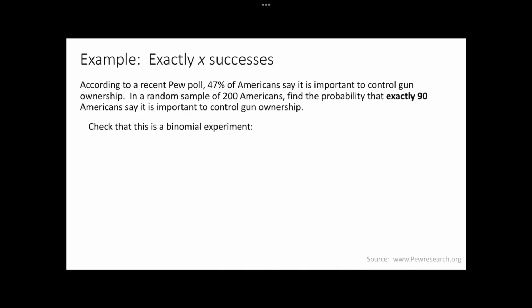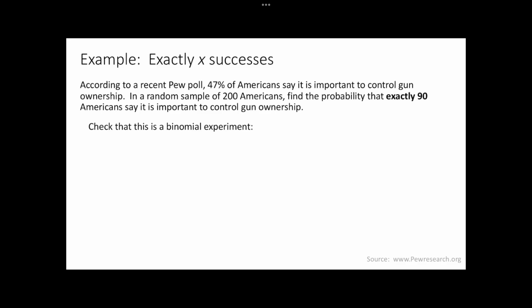Let's look at another example. According to a recent Pew poll, 47% of Americans say it is important to control gun ownership. In a random sample of 200 Americans, let's find the probability that exactly 90 Americans say it is important to control gun ownership. First of all, we should double check that this is in fact a binomial experiment.